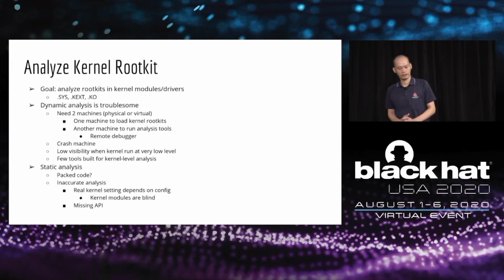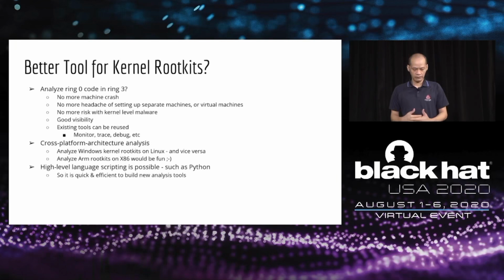So we think that we need better tools for kernel rootkits. What if we can analyze kernel rootkits from userland? In that case, we do not have a machine crash issue anymore. We do not need to set up a separate machine for analyzing kernel rootkits because everything is in ring three. And we do not have much risk with kernel-level malware.